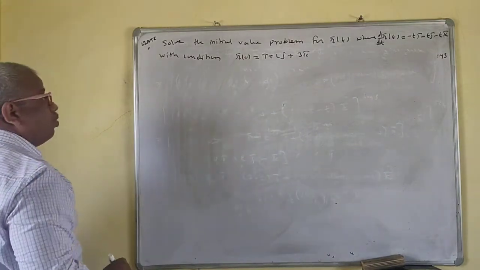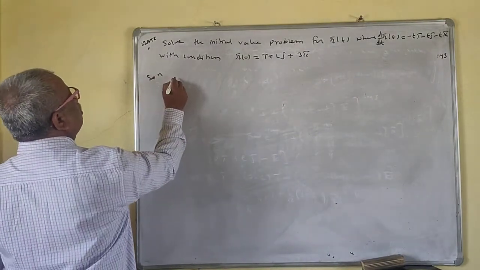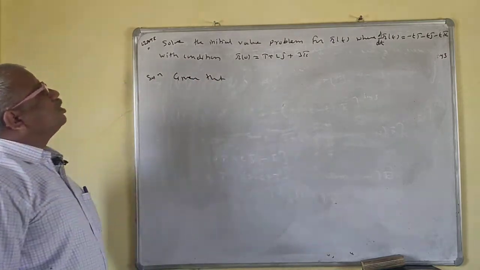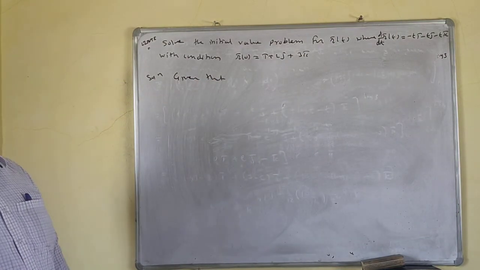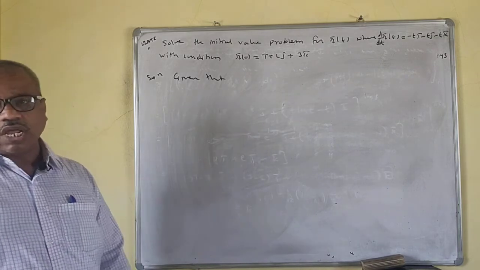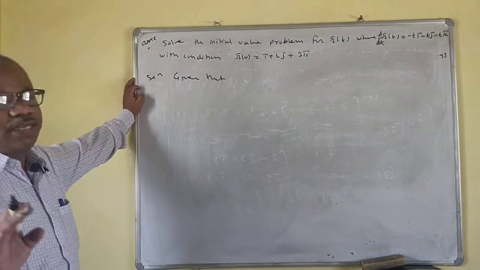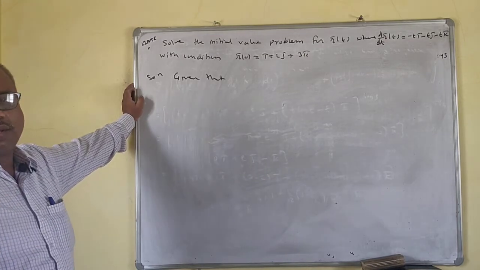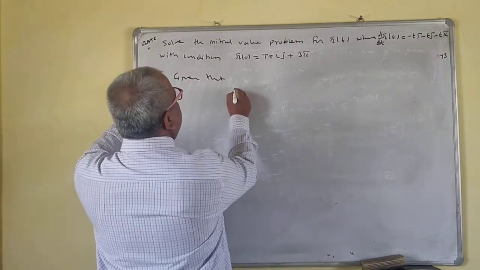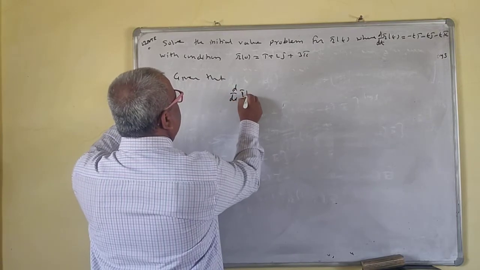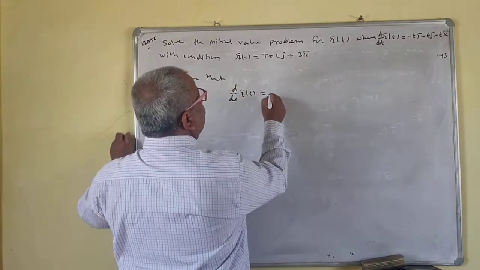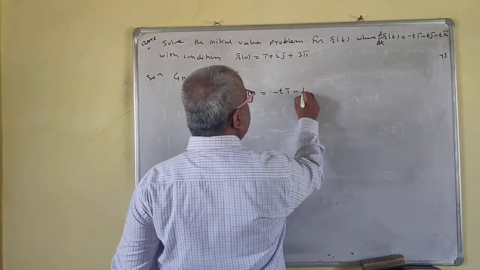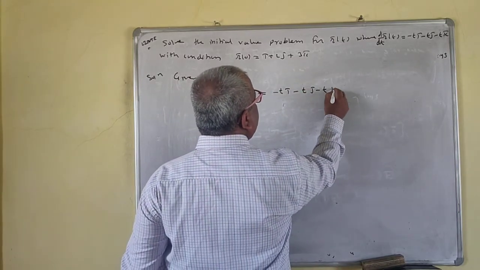Okay, we will solve this. Solution: given that. You want the initial value problem, so you want the value of r bar of t. You have been provided dr bar by dt, that means the derivative of r bar of t is provided, and you want r bar of t. So given that d by dt of r bar of t is equal to minus t I bar minus t j bar minus t k bar.